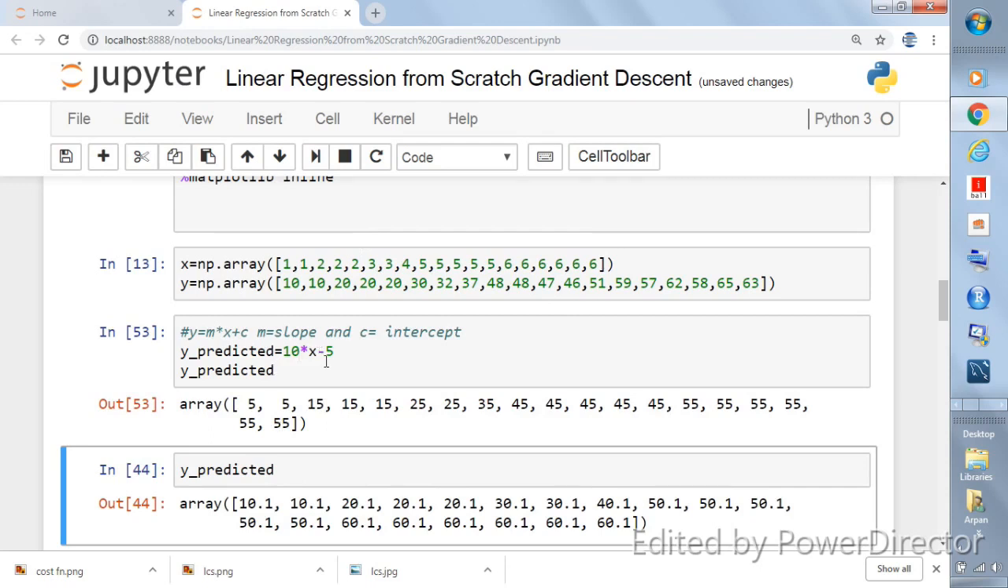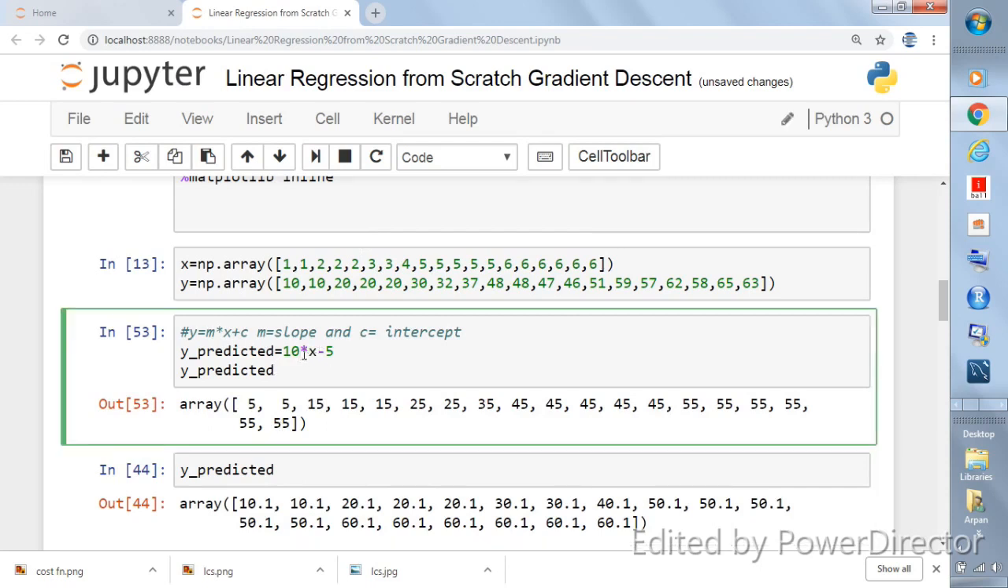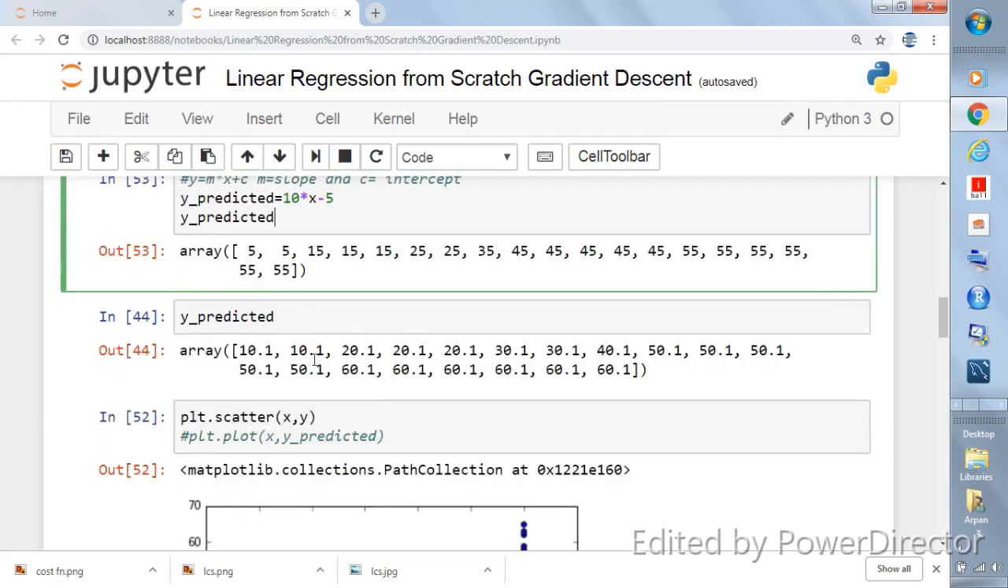We defined this line. And the aim of using stochastic gradient descent is to get these values of m and c, because we do not know the perfect values for them. We can just estimate by looking, but that's not a good choice. That's why we use an algorithm like stochastic gradient descent to come up with the best values of m and c. But for the purpose of showing you how the predicted line will show up, I am taking an example. So y predicted is this one.